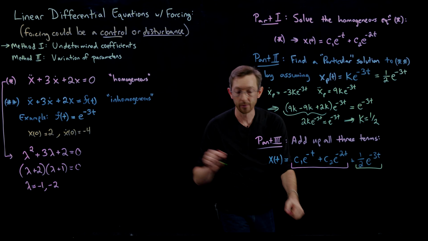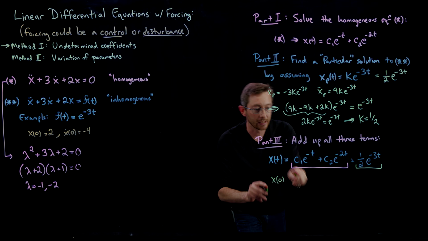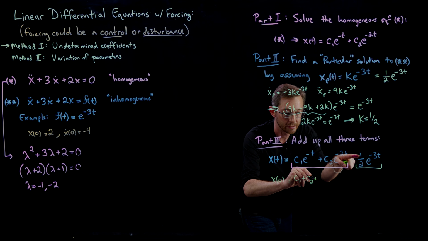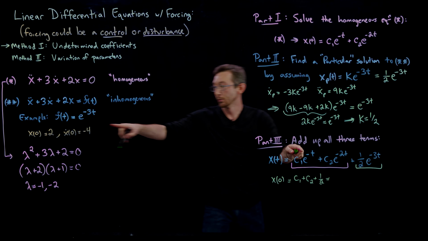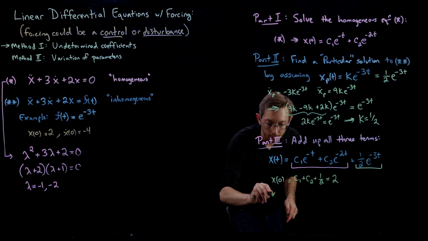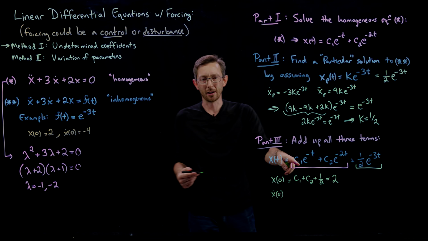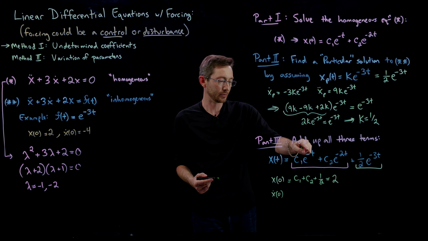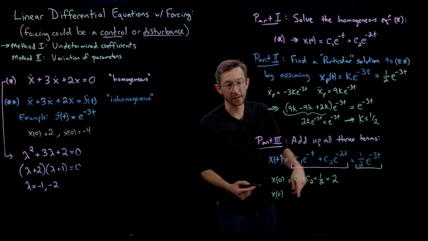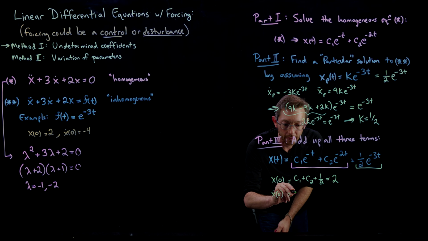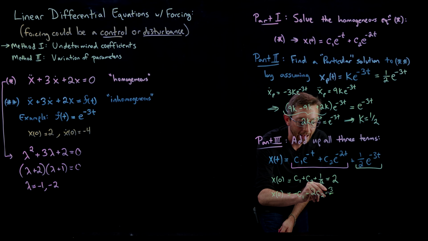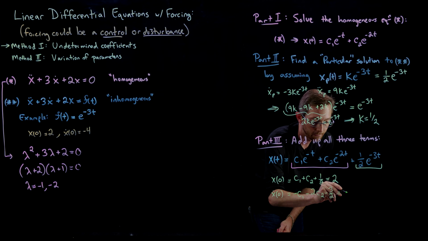So let's just confirm. x of 0, if I plug 0 into this solution, now equals c1 plus c2 plus 1/2, and that equals 2. And x dot evaluated at 0, I'm just going to read it off, because x dot is minus c1 e to the minus t, minus 2 c2 e to the minus 2t, minus 3/2 e to the minus 3t. So I can just read this x dot off. That's minus c1 minus 2 c2 minus 3/2 equals minus 4.